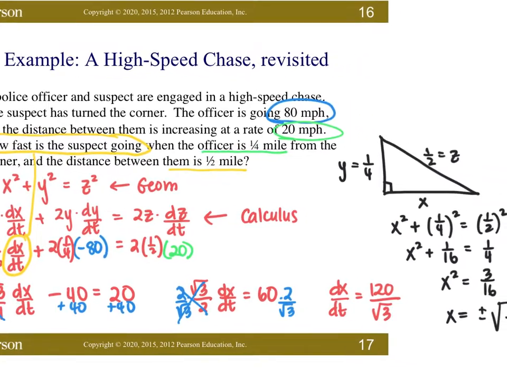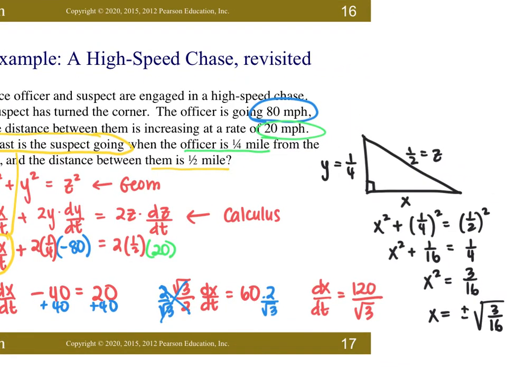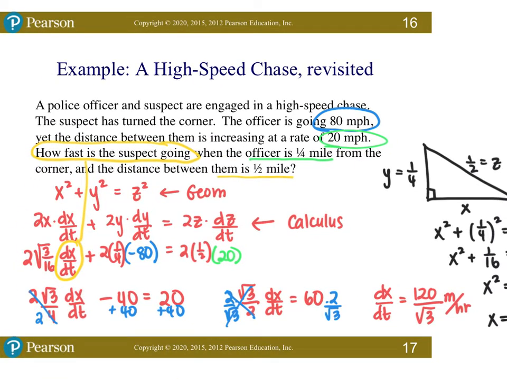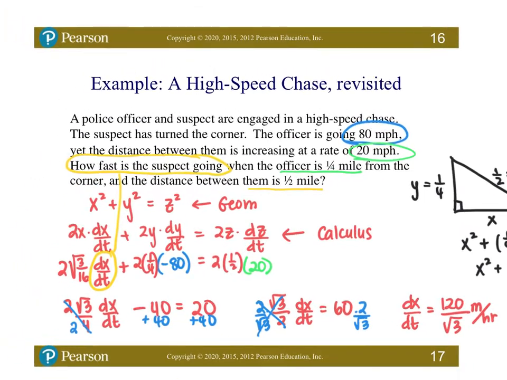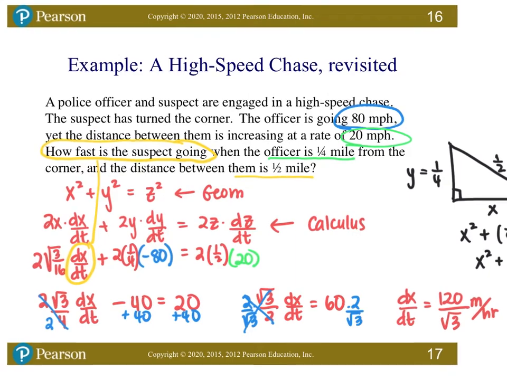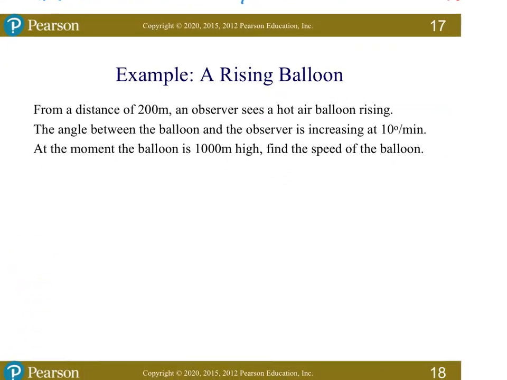And the units for this, I need the unit for the x, which is in miles, and then I need the unit for the time, which is in hours, so miles per hour. So again, now I ended up with a numerical answer today rather than just variable answers. Let's practice it again.